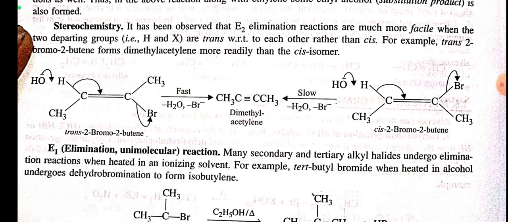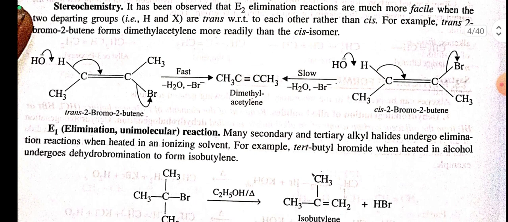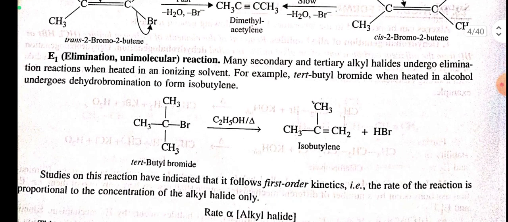Stereochemistry. It has been observed that E2 elimination reactions are much more facile when the two departing groups, H and X, are trans with respect to each other rather than cis. For example, trans 2-bromo-2-butene forms dimethyl acetylene more readily than the cis isomer.